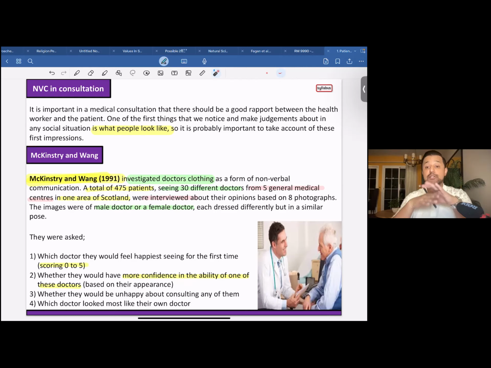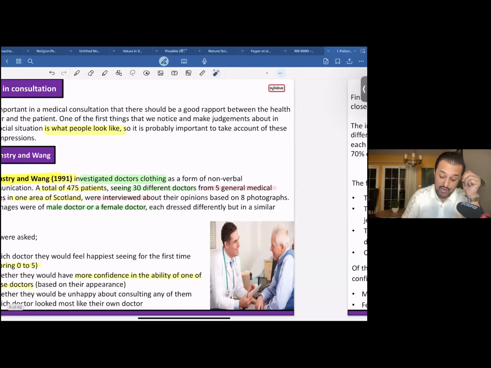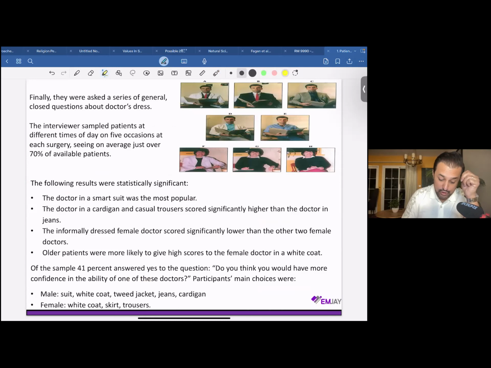So, what McKinlay and Wang are trying to figure out at this point is the impact the clothing of the doctor could have on the view, the opinion, the likability of a particular medical professional or a practitioner in this context. Taking this ahead, finally, they were asked a series of general close ended questions about doctors' dress.